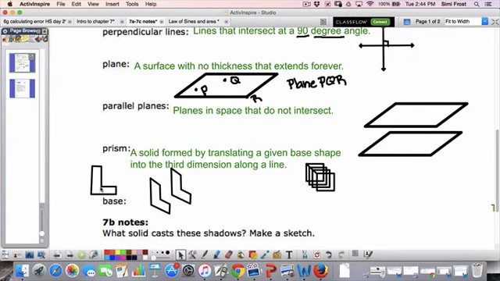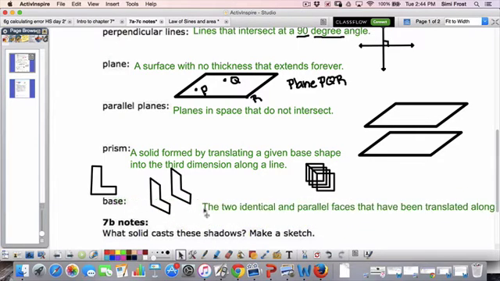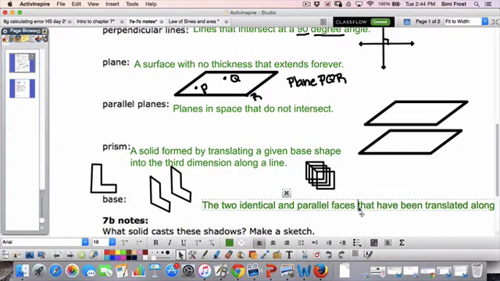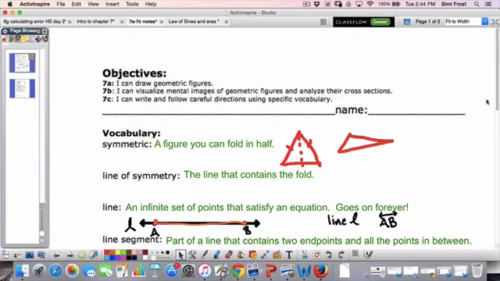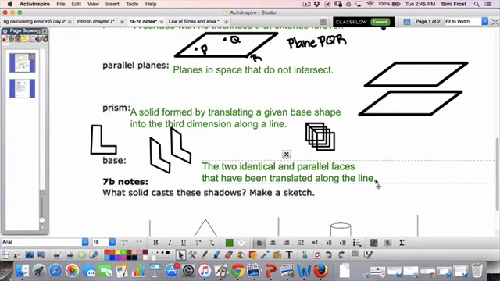Okay, and now is a good time to talk about what a base is. So I'm going to bring that in. I'll put it kind of down here, but it goes with this. The base are the two identical and parallel faces that have been translated along the line. So up here it was the square, here it's going to be the L. And this is important because a lot of times in geometry, people always think that the base has to be at the bottom, but that's not true. It's the identical faces that are parallel to each other. So they've been translated along the line, and let's add on that are parallel to each other, because that's an important part of it.